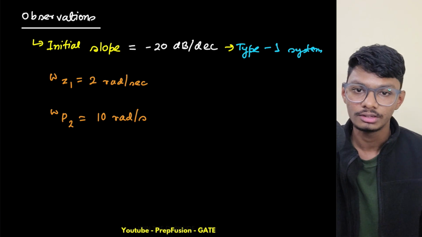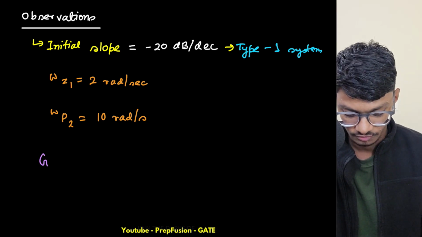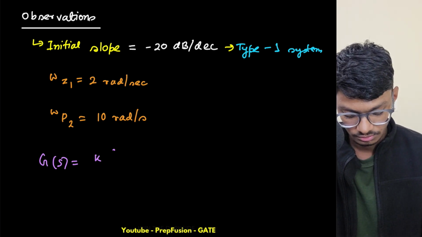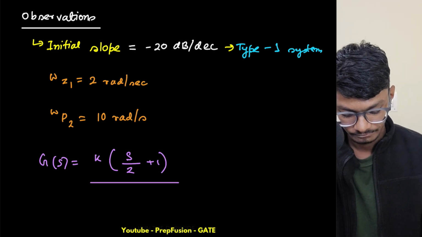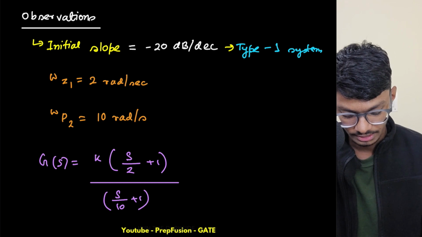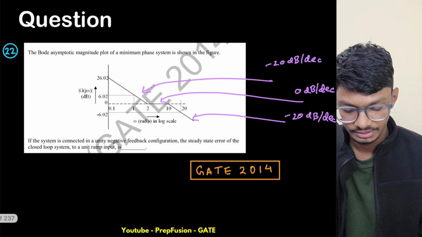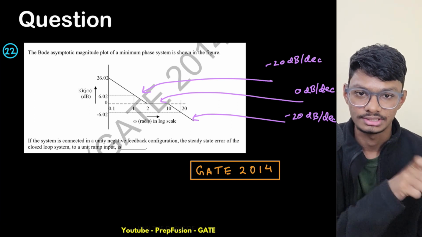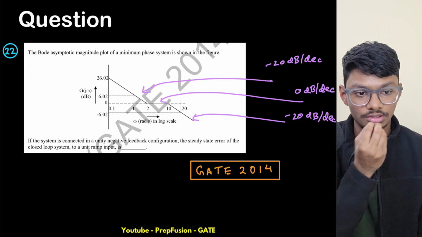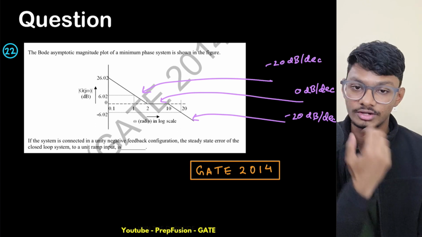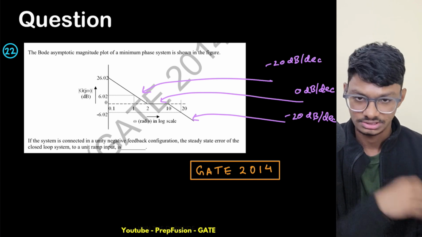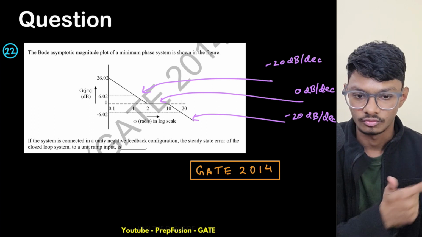Now what will my OLTF look like? G of j omega or G of s. G of s will look like some value k into s by 2 plus 1, I'm writing in simple time constant format, divided by s into s by 10 plus 1, and we have also an s. Now how will we get the value of k? What we have to do is find the steady state error. For finding the steady state error, either you can use the formula of velocity error coefficient, or you can use the simple basics. First we'll do with basics, then we'll use the velocity error coefficient.